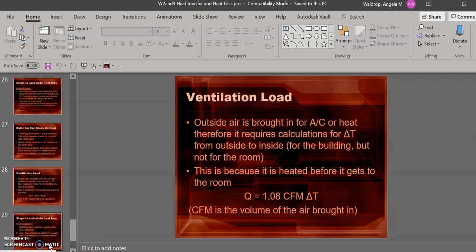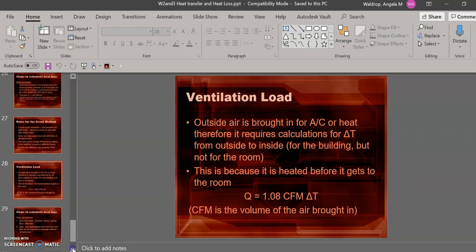We will not be considering ventilation load, so we are going to skip this slide.